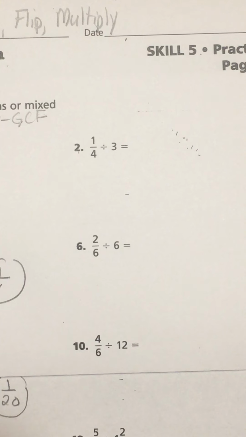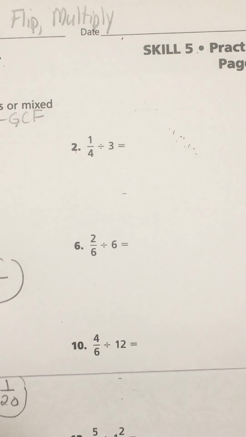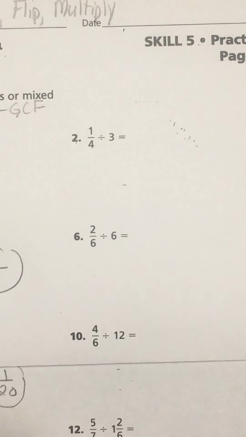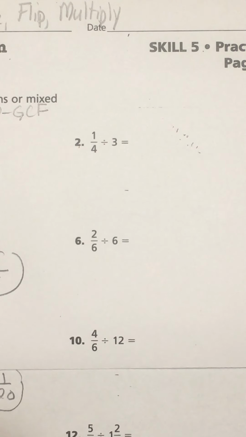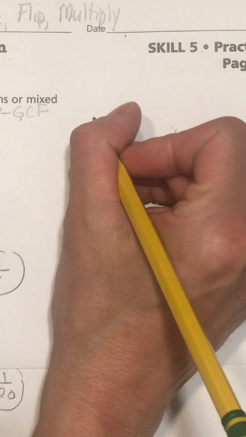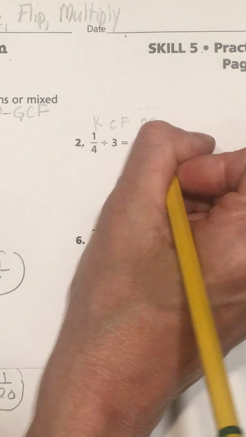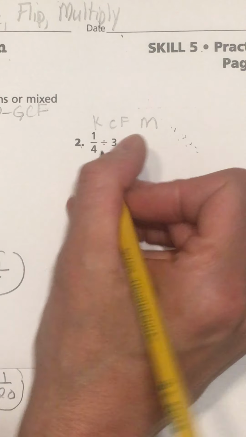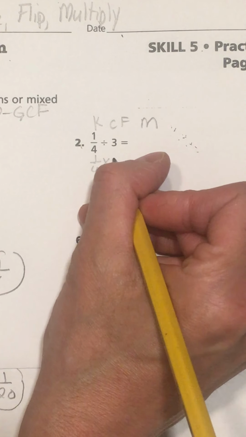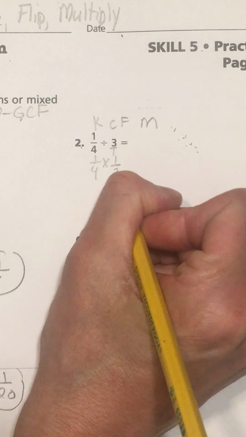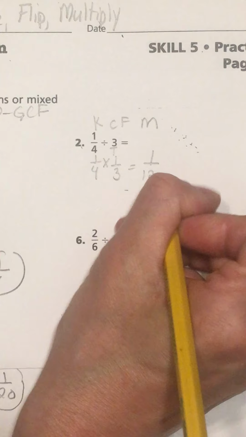Why don't you copy these 3 problems down and see if you can solve them. Okay, pause the video if you need to. Okay, most important, just keep those 4 steps. If you keep these 4 steps in your mind, you will never have a problem with dividing fractions. Keep, change, flip, multiply. Keep the first one the same, change the sign, flip, multiply, 1/12.